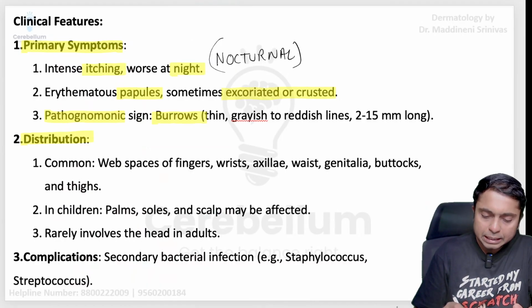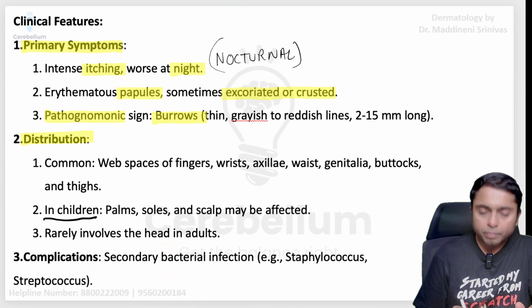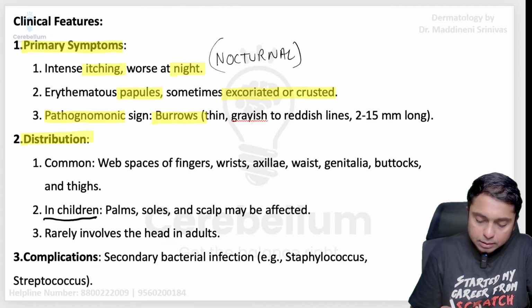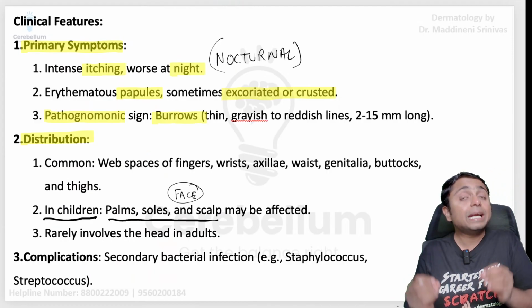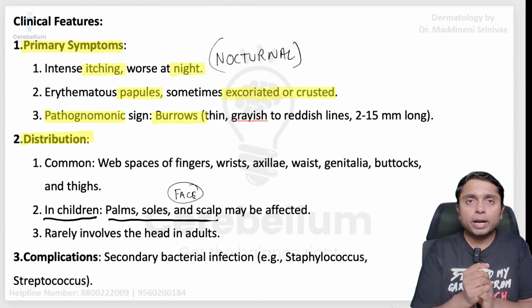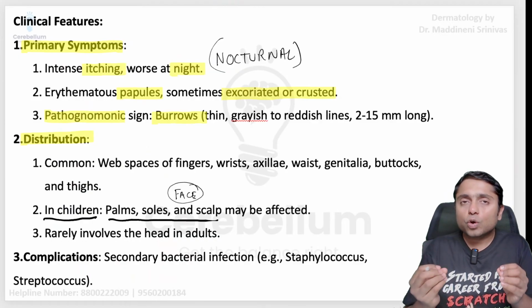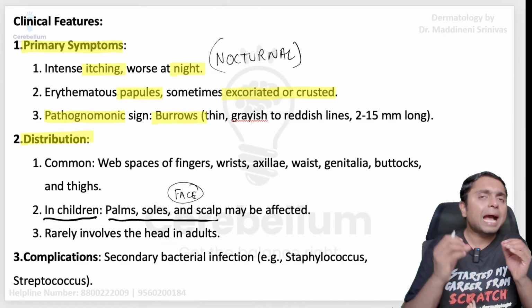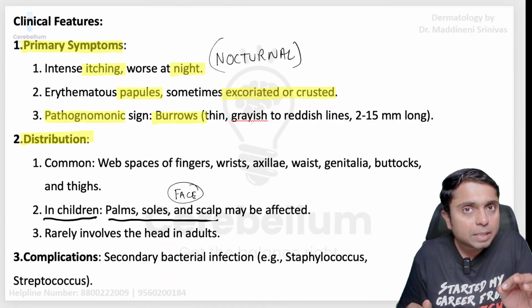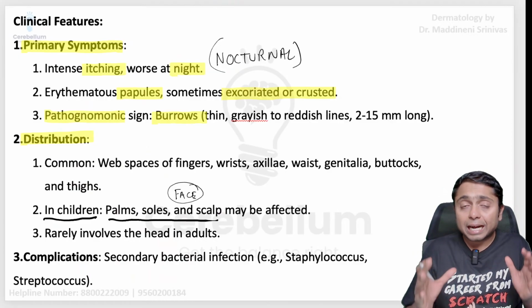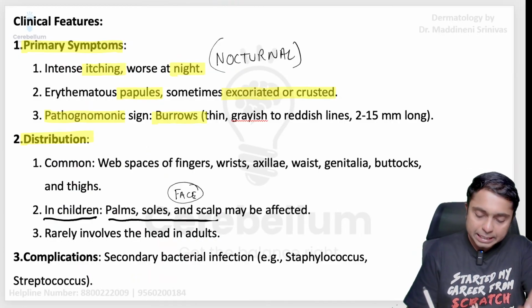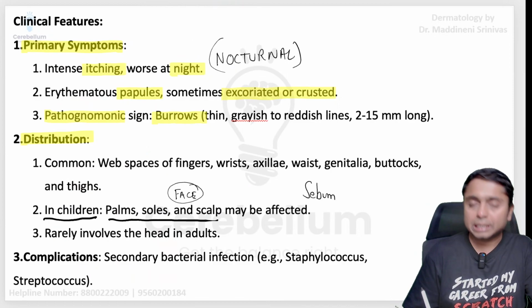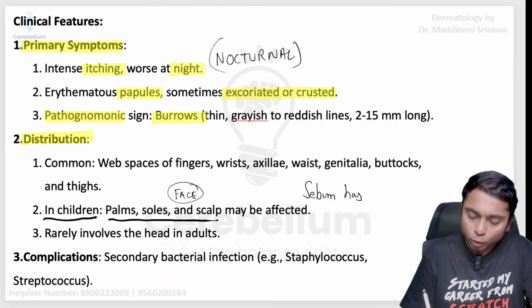And remember, in the case of children, palms and soles and scalp may be affected, and also remember face can also be affected in the case of the children. Just remember one point, dear students. In the case of the children, the face has sebaceous glands, but the sebum is not going to be secreted until they attain puberty. That is number one point which all of you know. And remember, sebum has anti-scabetic properties.